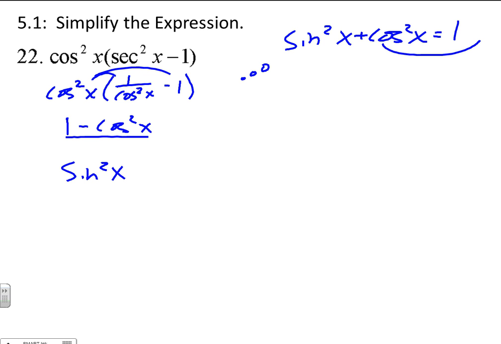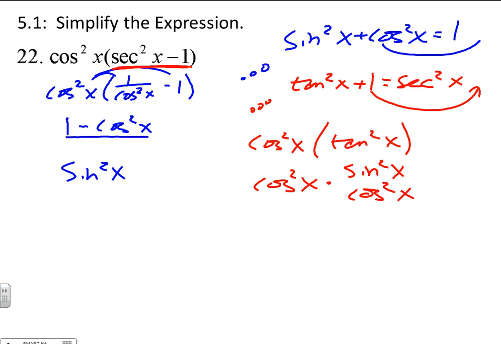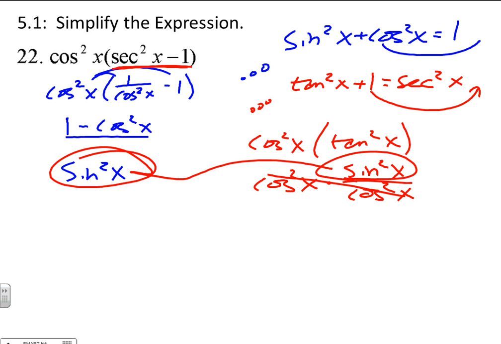Let's take a look at another option. How about this? I see this guy and I say, I know that tangent squared of x plus 1 is secant squared of x. Can I manipulate it to get secant squared of x minus 1? Sure, if I subtract this. So I could convert this to cosine squared x times tangent squared x, at which point I'd probably be tempted to change tangent squared into sine squared x on cosine squared x. And once again, we get sine squared of x, and I would suggest that must be our most simplified form.